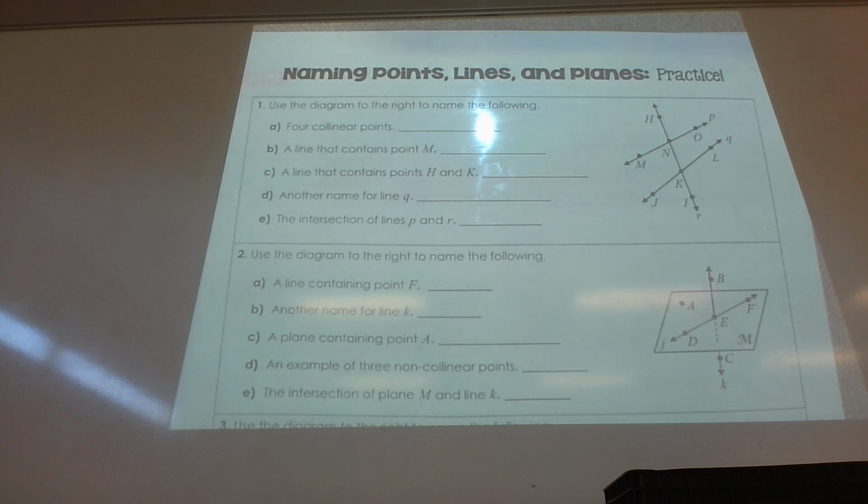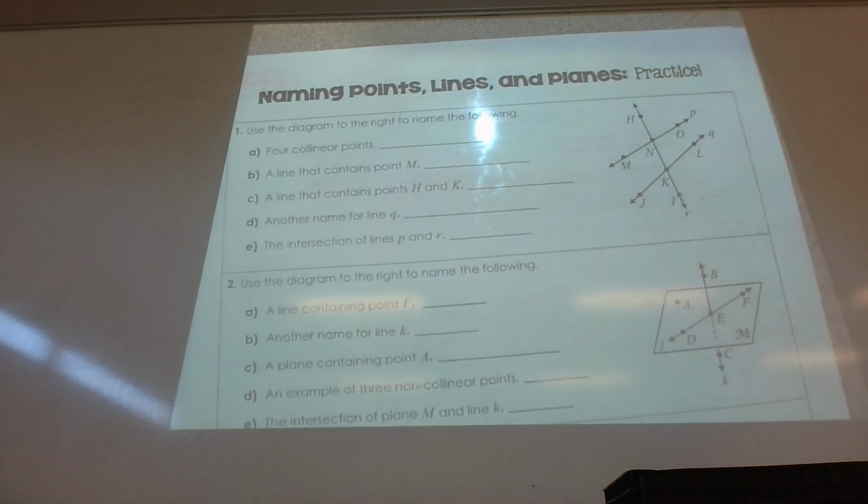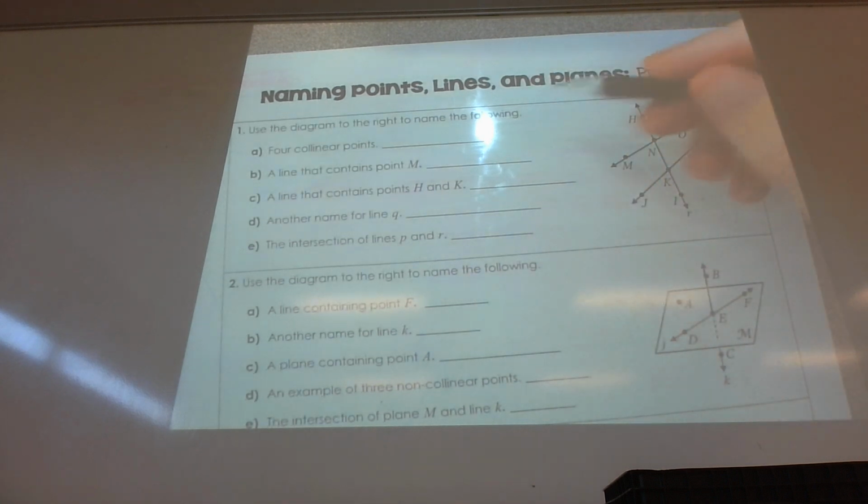This is a review of material we've already done. I'm gonna try to go a little slower, but still keep it in a shortened time frame. Okay, use the diagram to the right to name the following. 4 colinear points. So it's asking for 4 points that are on the same line.